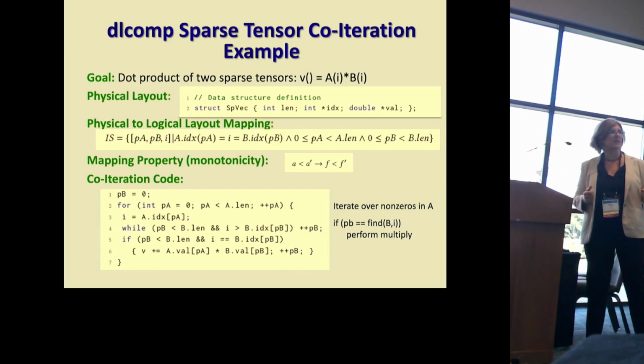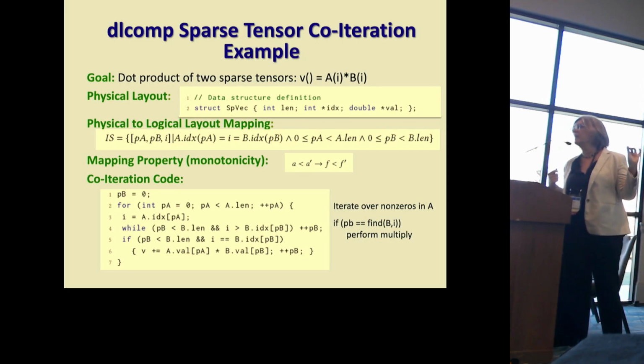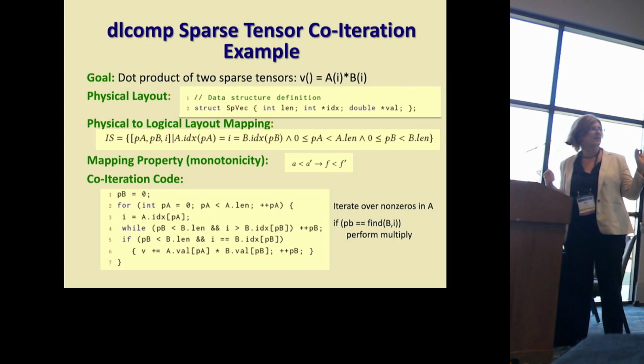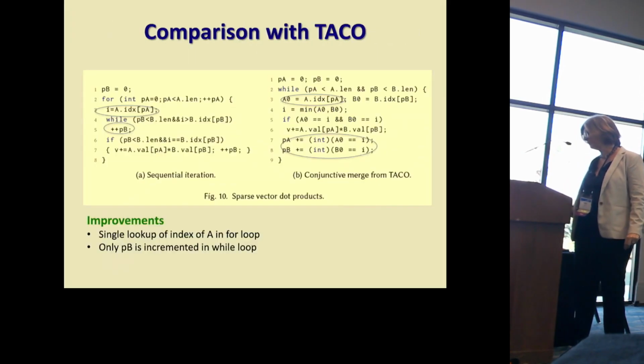Okay, and so we end up with this co-iteration code, and we're going to look at this a little more carefully in the next slide, but the two things that are happening are that we're iterating over the non-zeros in A with a for loop, and we're doing the lookup in B with this while loop, and if we find the same location, then we do the computation.